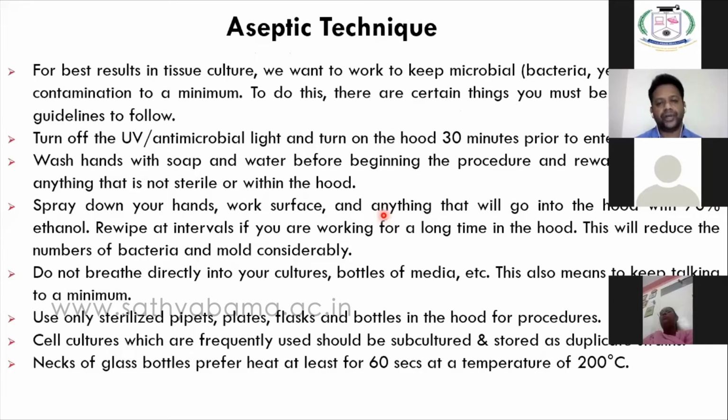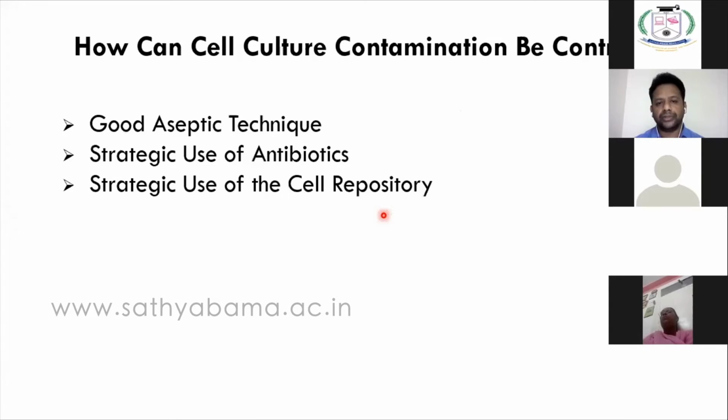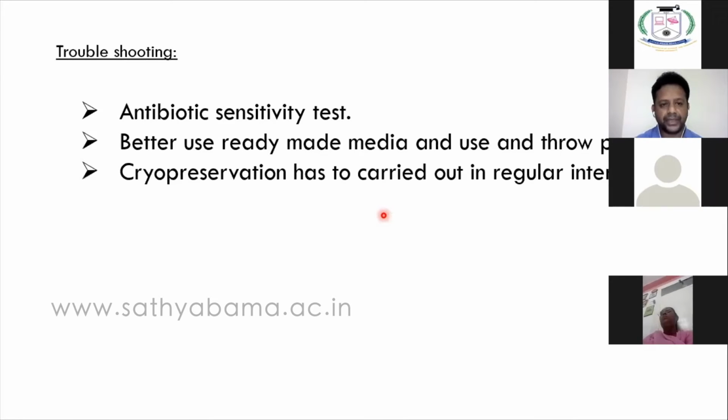Before going to your cell culture room, you have to turn on the UV for 30 minutes. Then you have to wipe your hands with ethanol, and then go and start your experiment by wiping all the media, whatever you are using. This is the basic aseptic technique you have to follow in cell culture. If you want to get rid of contamination, you have to do the culture with aseptic technique, as well as use of antibiotics, and also the cell repository that I will talk about later. So you have to do this properly.